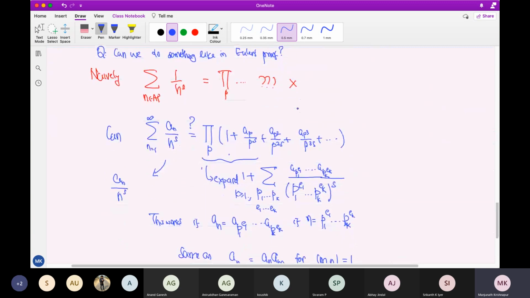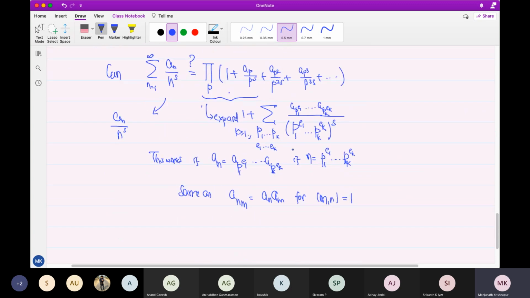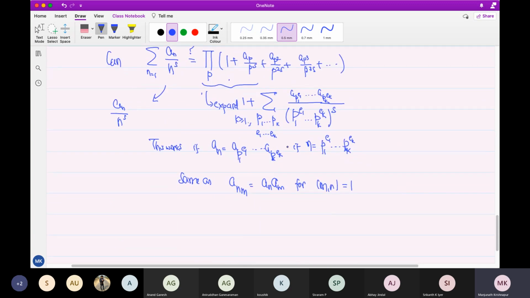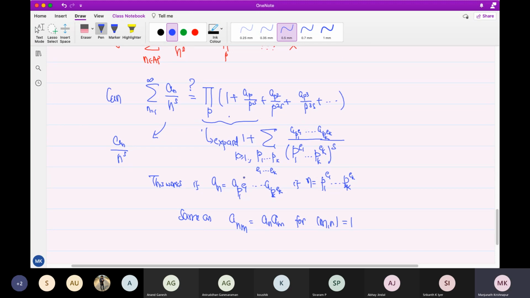So here this should have the power s, and then the reasoning is that the coefficients should match, so a_n should have this property, which is the same as a_{nm} is a_n times a_m for m and n coprime. So it's like a homomorphism-like property, somewhat, but only for coprime things. Okay, so if this is true, then it works.